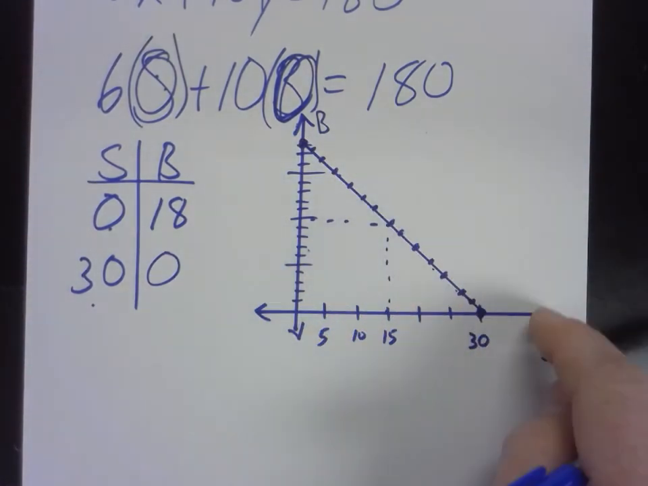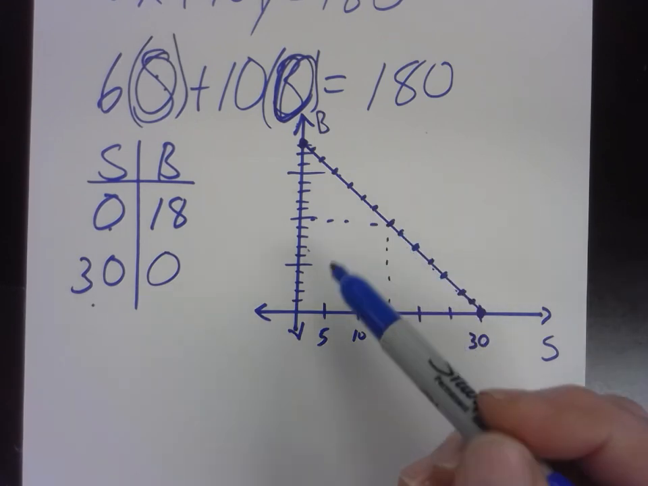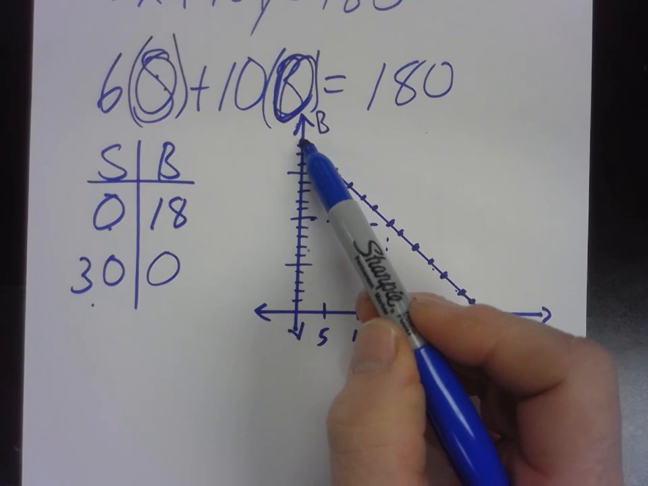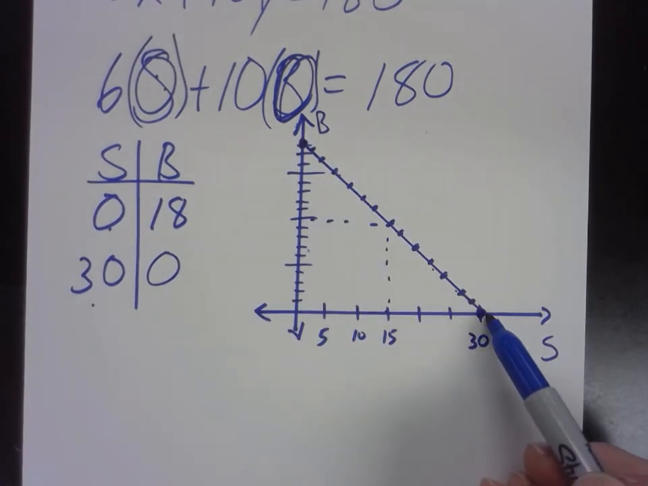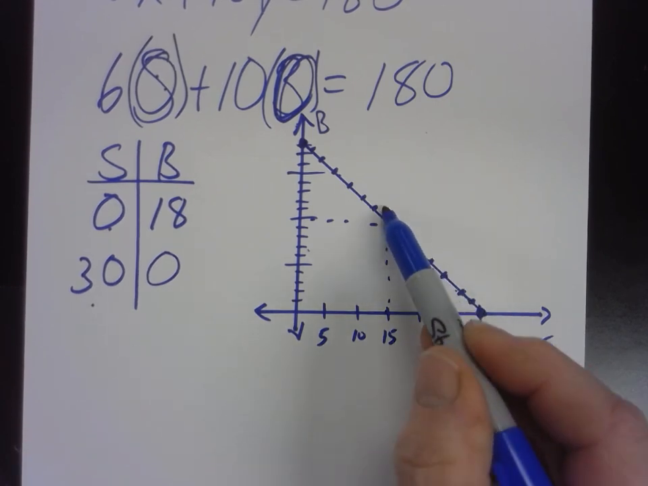In this problem, they actually have some meaning, don't they? If I get 18 big ones and 0 small ones, that'll work. 30 small ones, no big ones, that'll work. Or some combination of both will work, won't it?